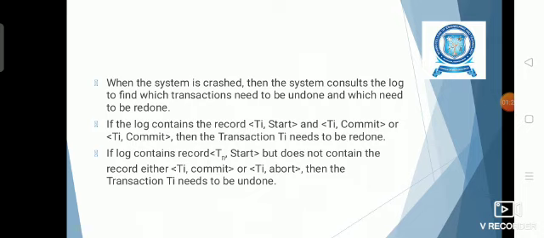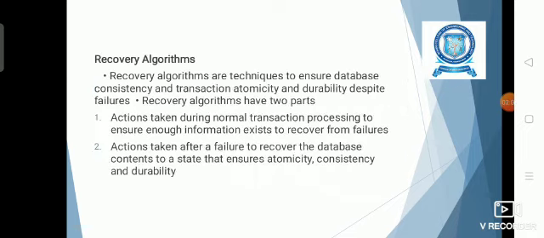When the system crashes, the system consults the log to find which transactions need to be undone and which need to be redone. If the log contains the records TI start and TI commit, then the transaction needs to be redone. If the log contains TI start but does not contain either the record TI commit or TI abort, then the transaction TI needs to be undone.